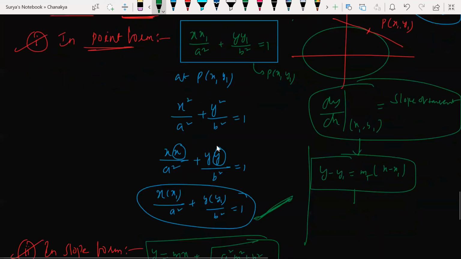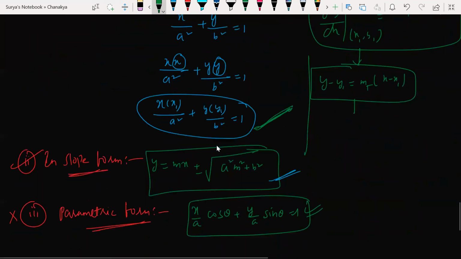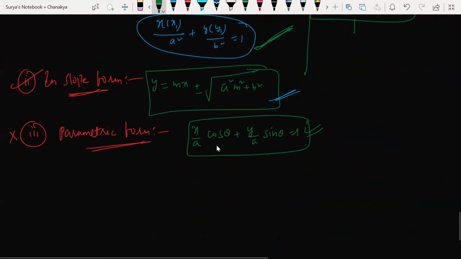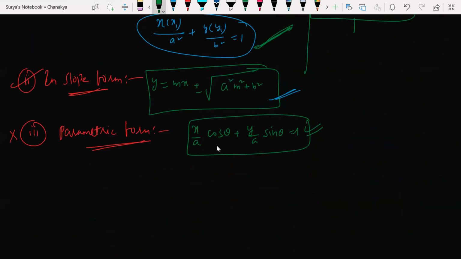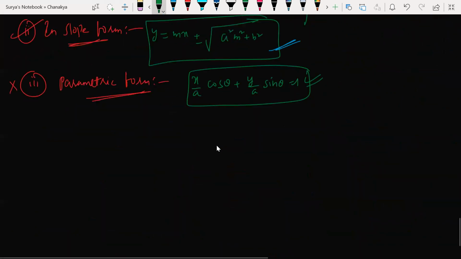So now, equation of the tangent in different forms, we did it. Now let us go with equation of the normal in different forms. What did I tell you just now, listen carefully. Equation of the tangent in different forms, we just learned 3 forms. Now I'm going to talk about equation of the normal in different forms.